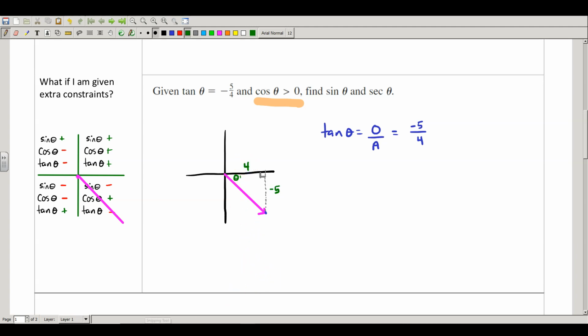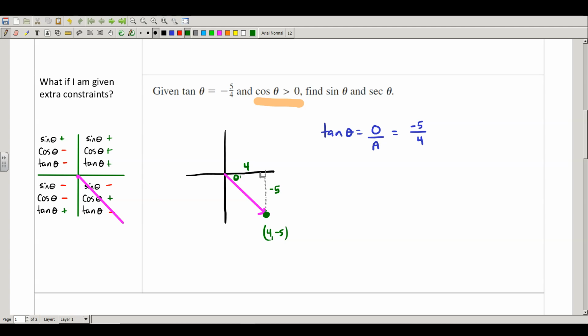Now, it doesn't really make sense to draw a triangle with a distance of -5, because distance is never going to be negative. But since we understand the idea of coordinate points, and we're in quadrant 4, consider this to be a point right here at the end. This point would be 4, -5. So I'm still going to put these values on the two sides of my triangle, just so I can understand this problem.